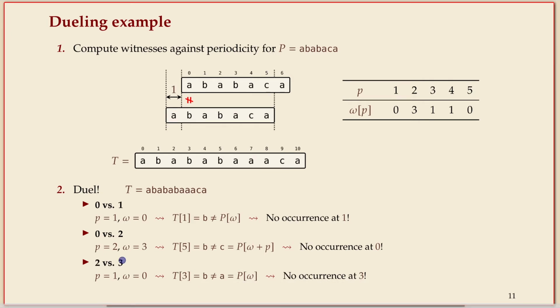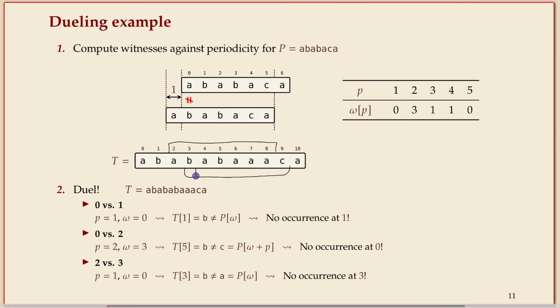So next one is we compare positions 2 and 3. So again, this one, 7 characters. This is surprisingly hard to do. Okay, our witness is at 0.